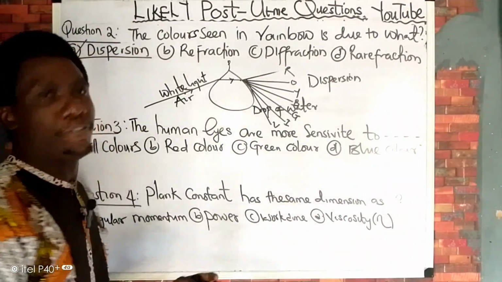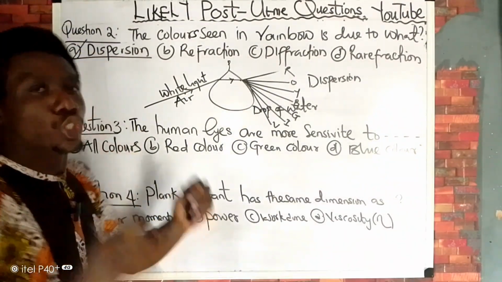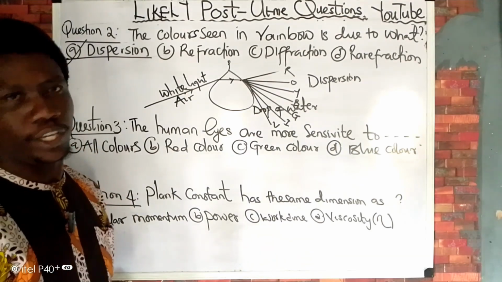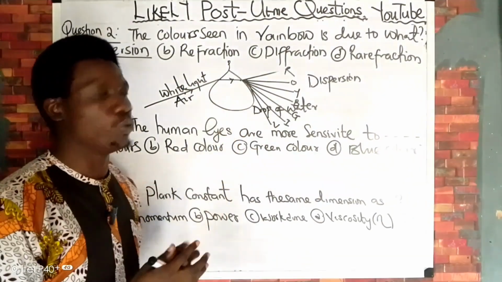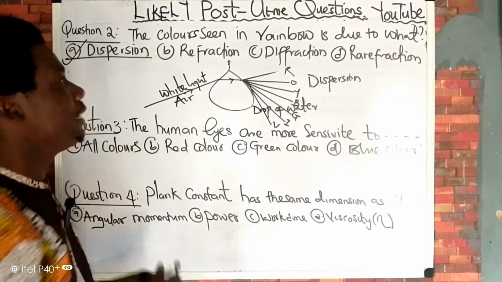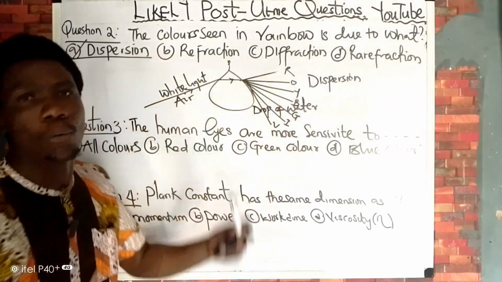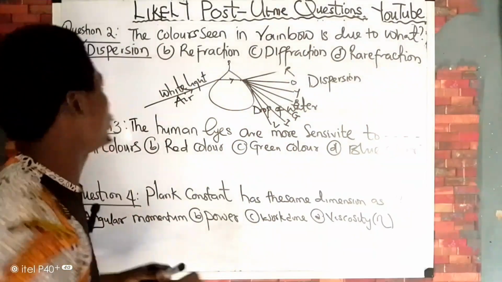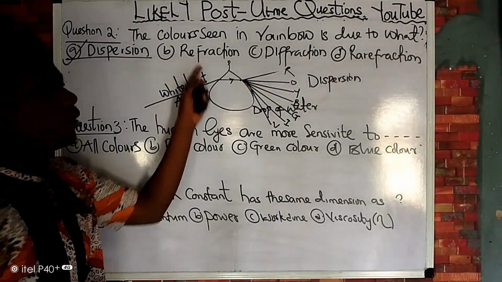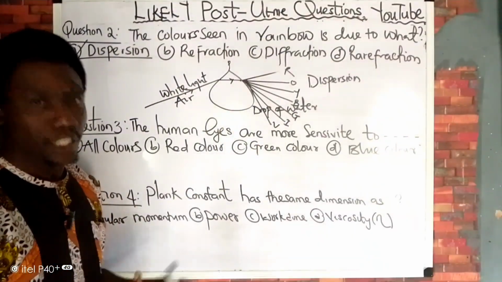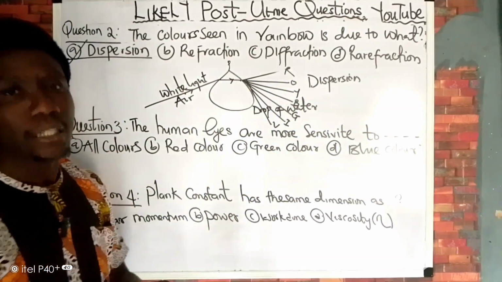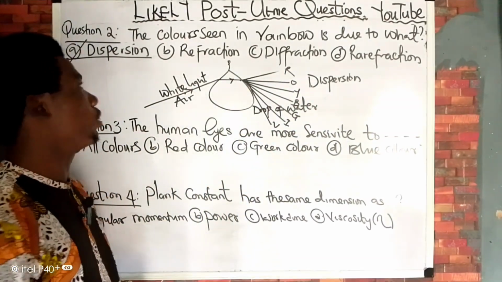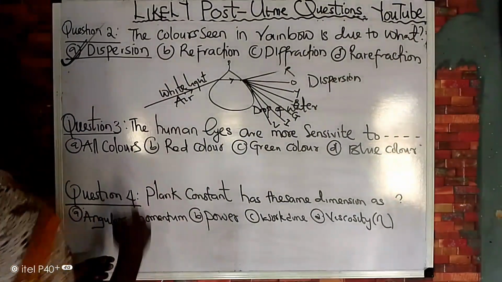Now, where do we have refraction? Dispersion is caused by refraction, okay? Yeah, dispersion is caused by refraction. So if the question had said that the separation of white light into its component colors is due to what? It is due to refraction. But they said that the colors that you see is due to the dispersion of white light by a prism droplet of water. So the answer to this question is A.